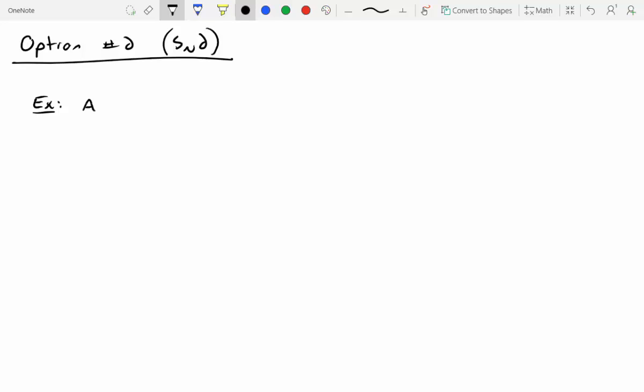So in example A, I'm going to have an ethyl group here attached to a carbon with a bromine. Then we've got a methyl group in the back and a hydrogen right here. So in this case, is this electrophile primary, secondary, or tertiary?